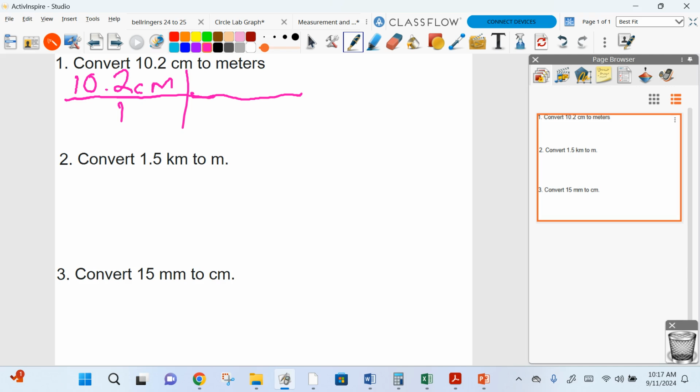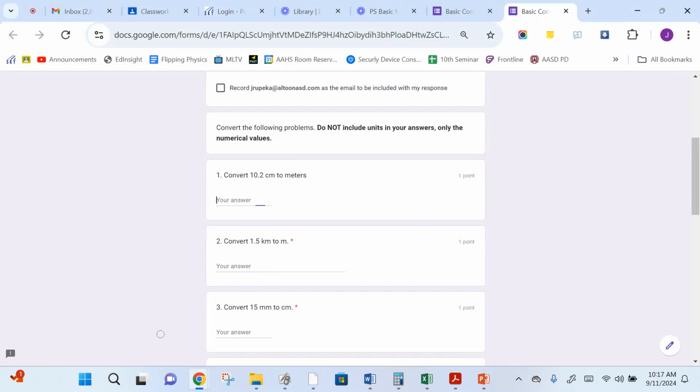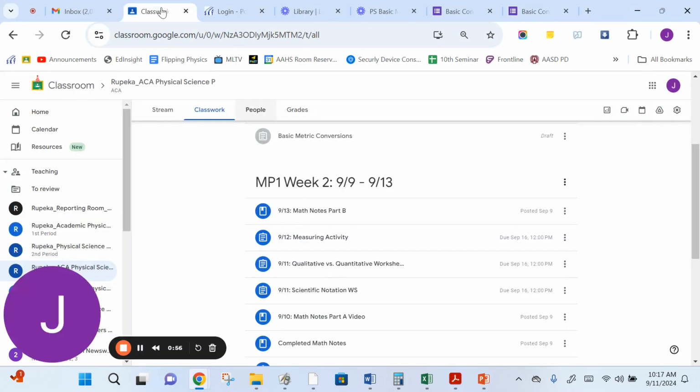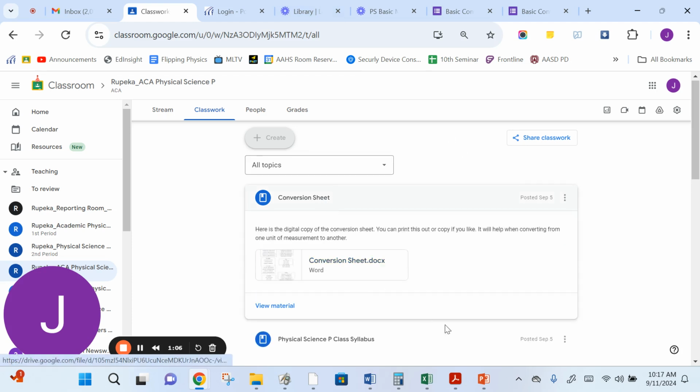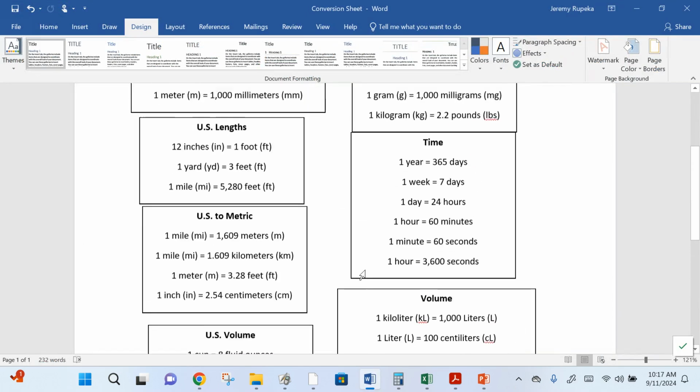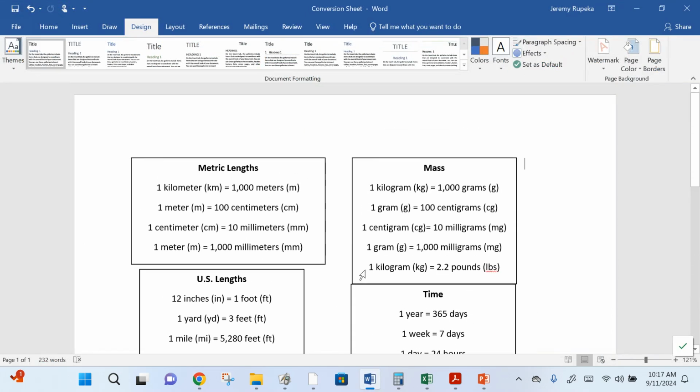The other thing that you would want to have open is from Google Classroom, and I mentioned this before, but please have open your conversion sheet, which I will have open as I am going through and doing the problems with you guys today. That is this paper right here, which has all the conversions that we will use.